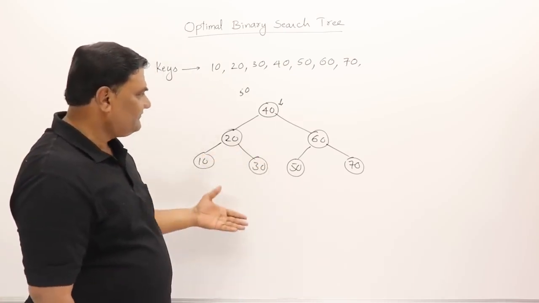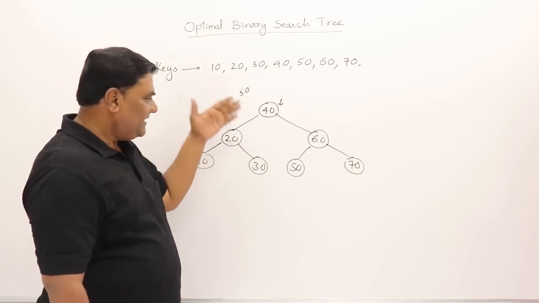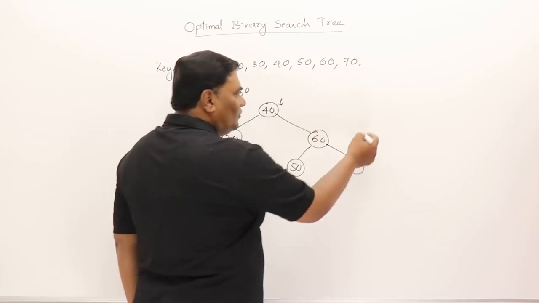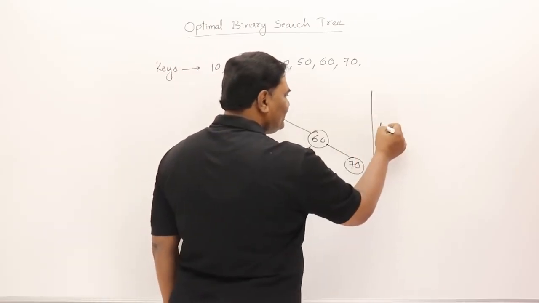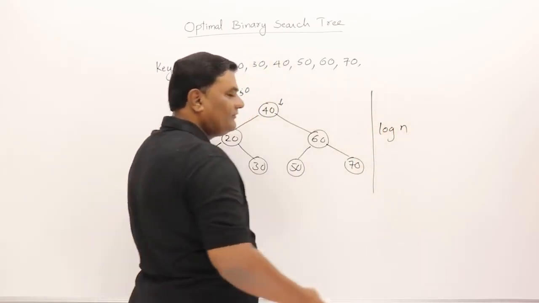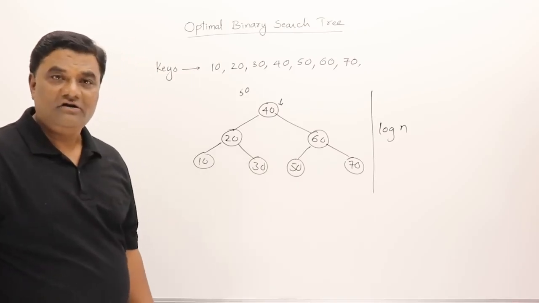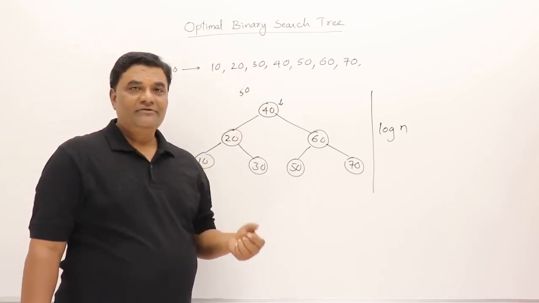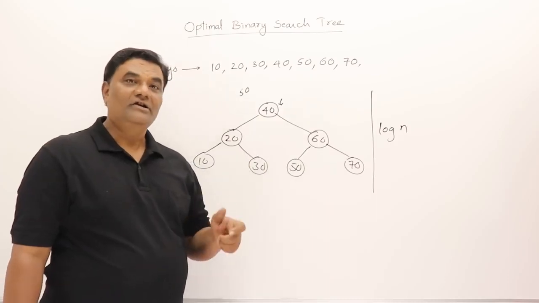What is the time taken for searching a key element? The maximum time will be if the element is in the leaf. So what is the amount of time? So this is height of a tree, and the height of a binary tree is minimum log n, and this is minimum height only. So the time taken for searching in a binary search tree is log n.